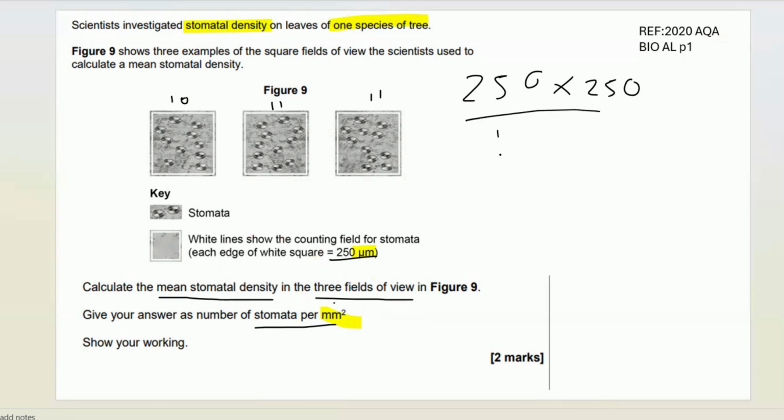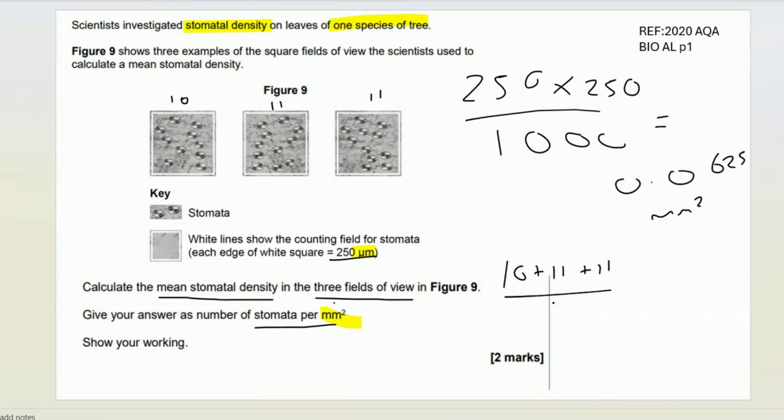So first of all, we need to work out the area. And that's going to be simply width times height. So 250 times 250. I'm then going to divide that by 1,000. Why? Because I want to convert micrometers into millimeters. So I'm going to get 0.0625 millimeters squared. And that's my area of one field. Now I need to find out my average amount of stomata that you would get in one field of view, and that's 10 plus 11 plus 11 divided by 3. So the average mean number of stomata per field of view is 10.67.